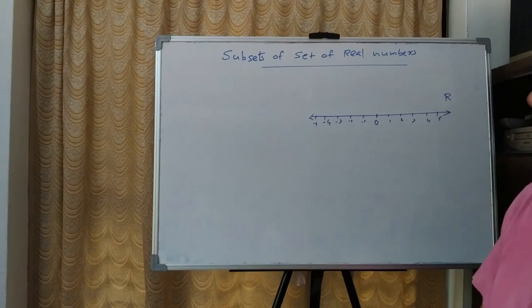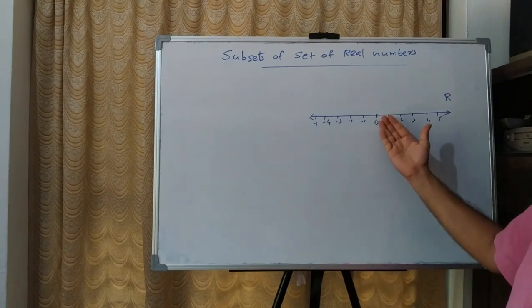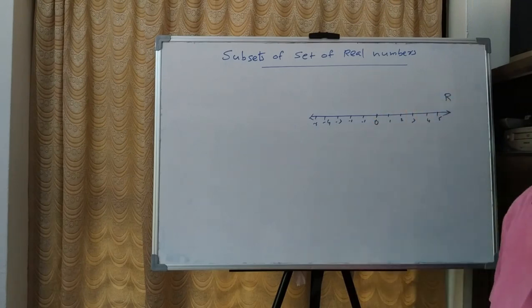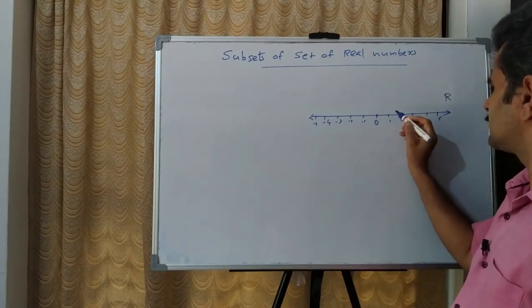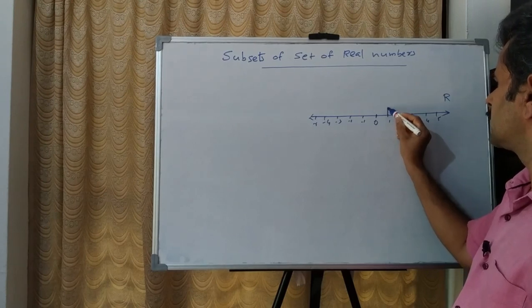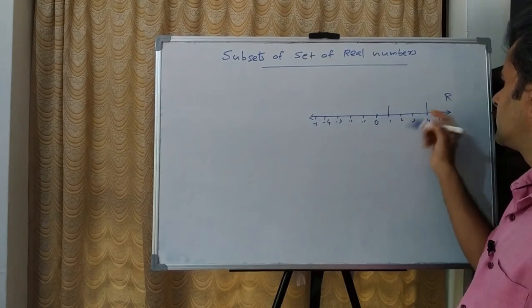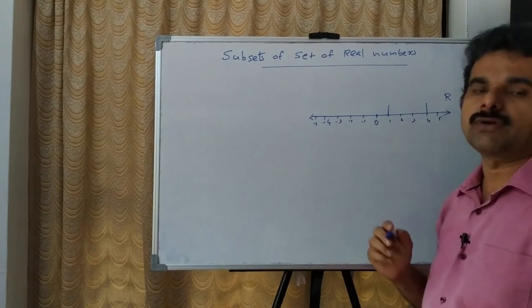We cannot say them all. Then can you take a subset from this real number set? See, I am taking a subset from here to here, 1 to 4, including 1 and 4.